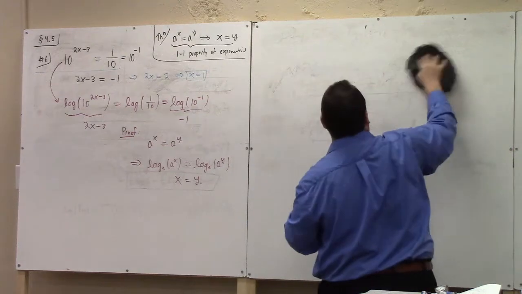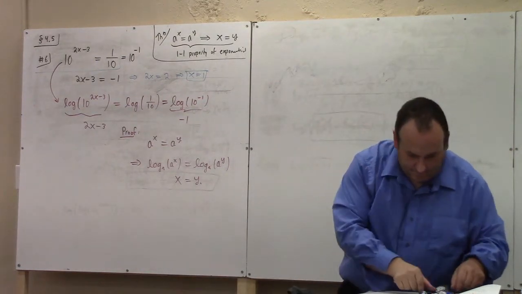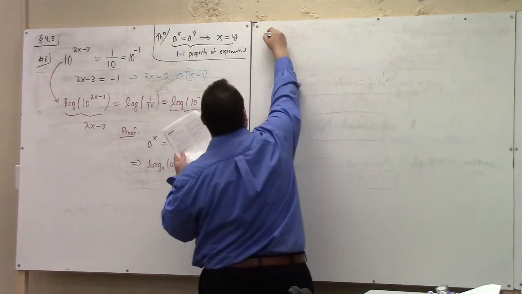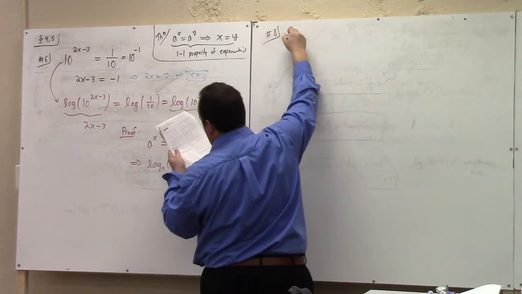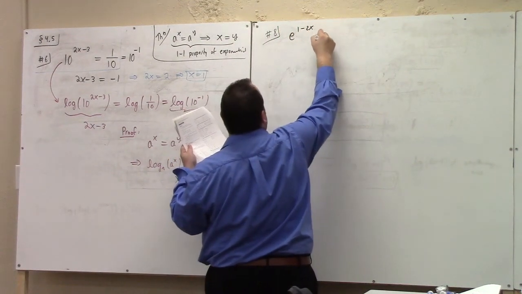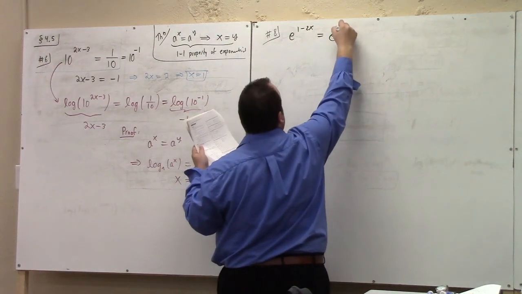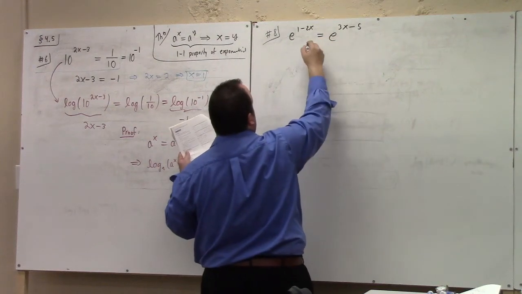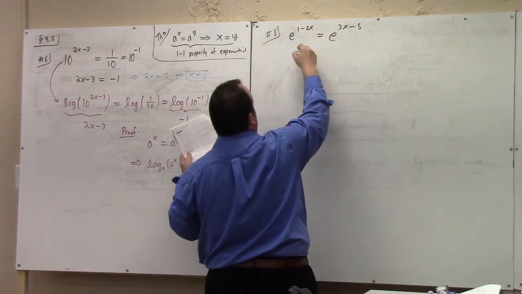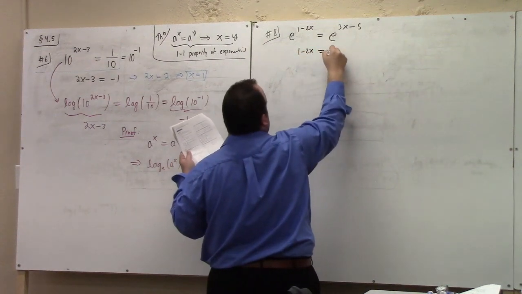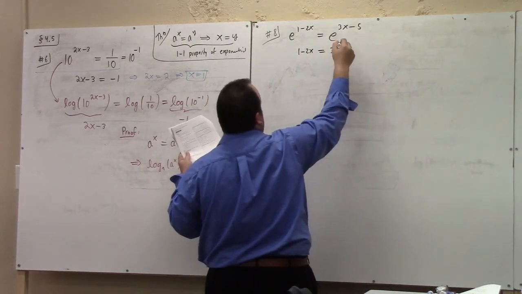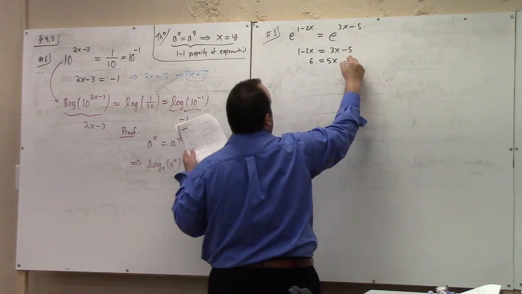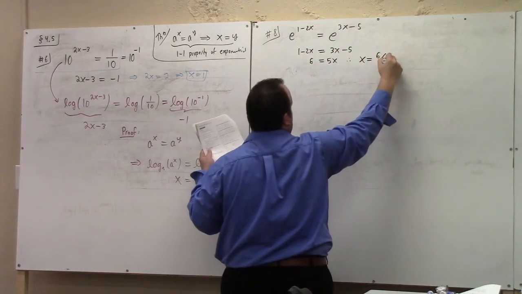I'll try to be more rapid fire in my examples here. Number 8. Here we have e to the 1 minus 2x equals e to the 3x minus 5. By the one-to-one property for the exponential, or you could take the natural log of both sides, we get 1 minus 2x equals 3x minus 5, which tells me 6 is equal to 5x, so x is equal to 6 over 5.